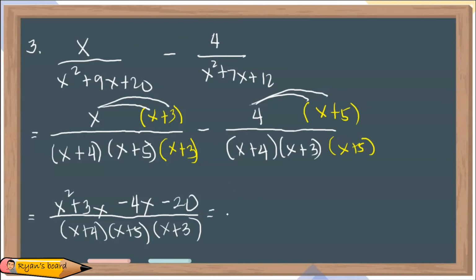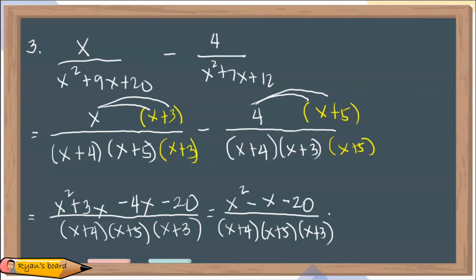Now, combine like terms. X squared, wala naman siyang kasamang may squared. Isa lang siya, yung copy. Itong 3x minus 4x is equal to negative x minus 20. Okay? Then copy x plus 4, x plus 5, x plus 3. Now, hindi pa tayo tapos dito. Kasi, ang x squared minus x minus 20, merong pang factors yan. Ano ang factors niyan? Okay?